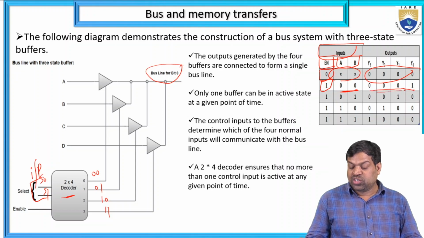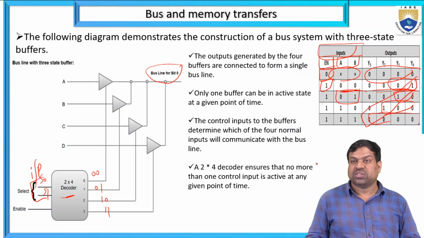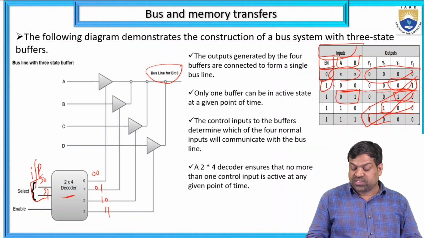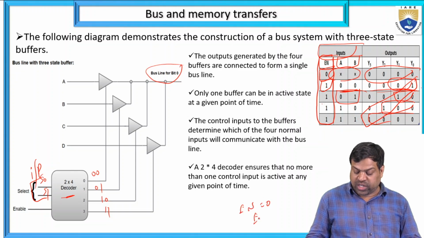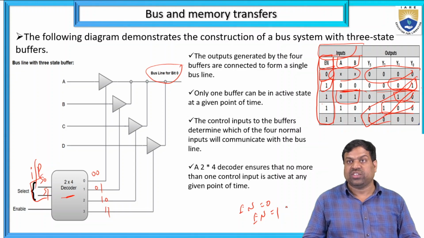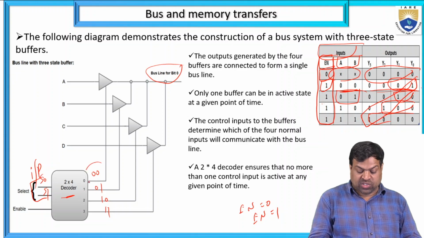When the inputs are 00, the output is 0001, and when the inputs are 01, the output is 0010, then 0100, like a step. So the enable is like a switch, 0 or 1. Only 2 conditions are there: enable equal to 0 or enable equal to 1. And for the inputs 00, 01, 10, 11, there are 4 conditions.